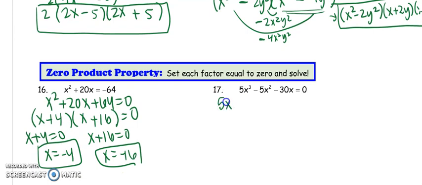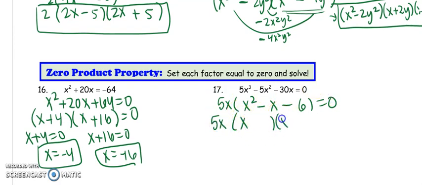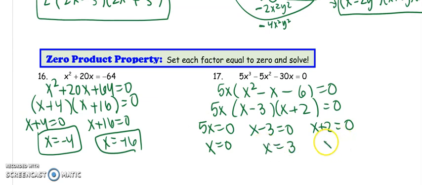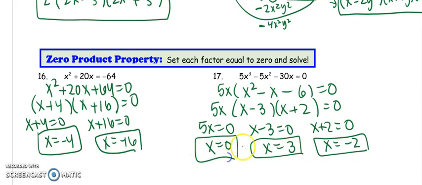Over here, take out the GCF of 5x. We have x squared minus x minus 6 equals 0. What multiplies to give you negative 6, but adds to give you negative 1? And that would be negative 3 and positive 2. So then you take each piece, set it equal to 0, and solve. Remember, if I'm going too fast, pause me. Who cares? It's all about you. Solve this and we get 0, 3, negative 2. There's our 3 answers to that problem.